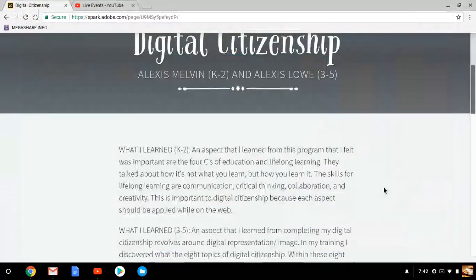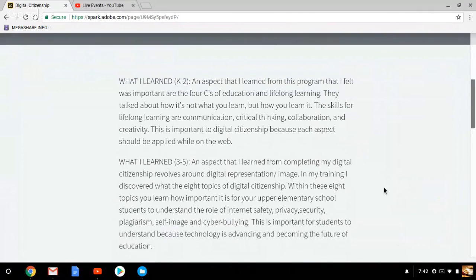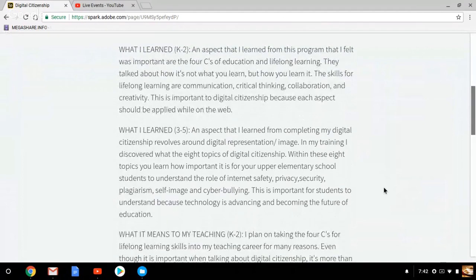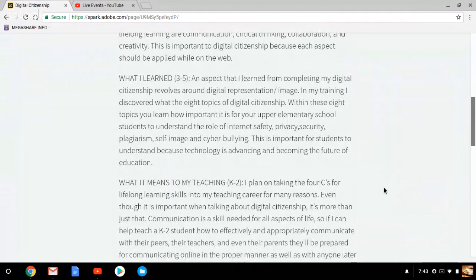What I learned by reading third grade through fifth grade is an aspect that I learned from completing my digital citizenship revolves around digital representation and imagery. In my training, I discovered what the 8 topics of digital citizenship are. Within these 8 topics, you learn how important it is for your upper elementary school students to understand the role of internet safety, privacy, security, plagiarism, self-image, and cyberbullying. This is important for students to understand because technology is advancing and becoming the future of education.